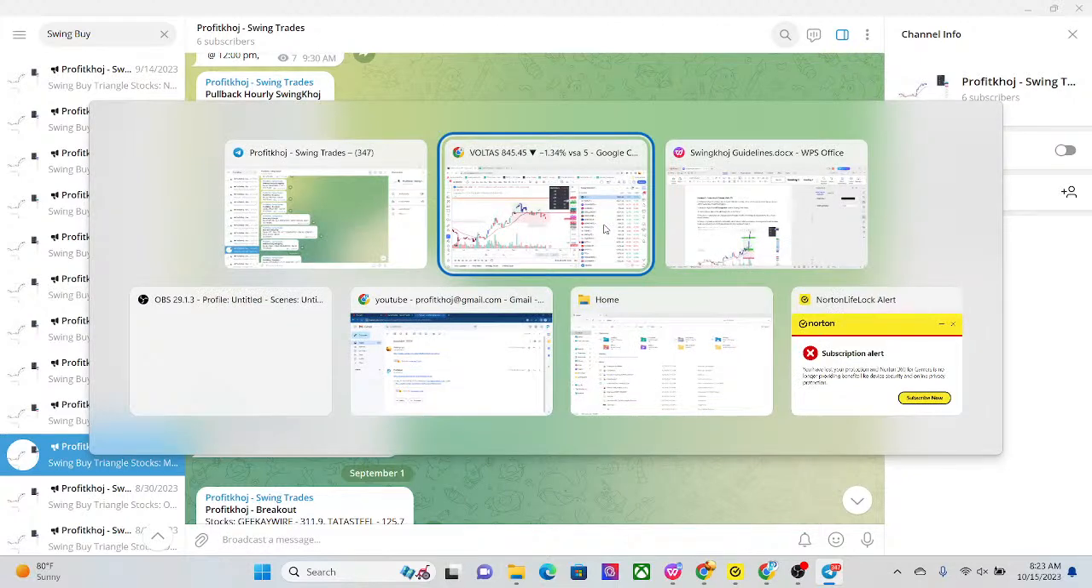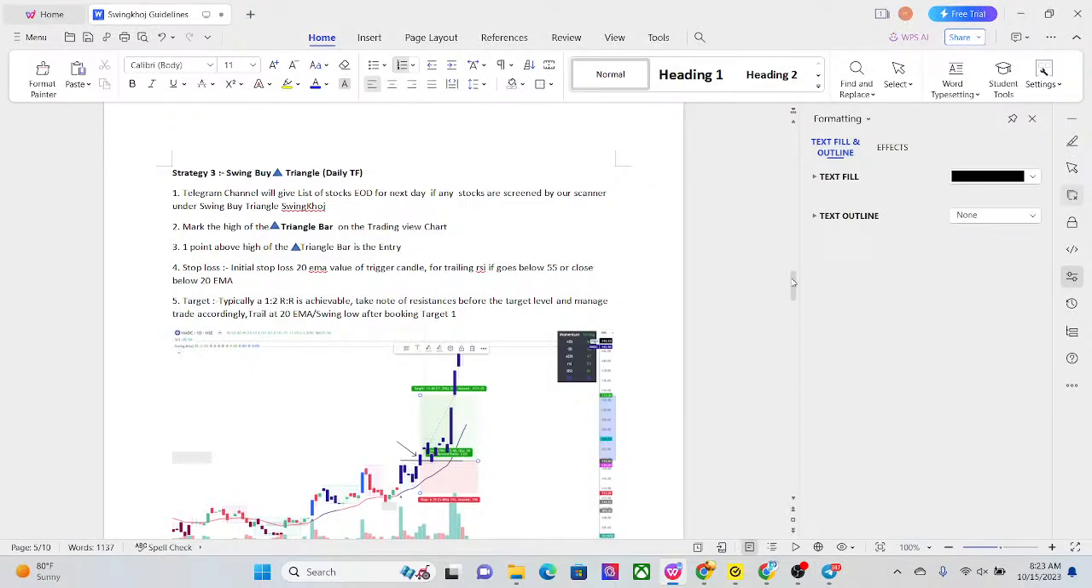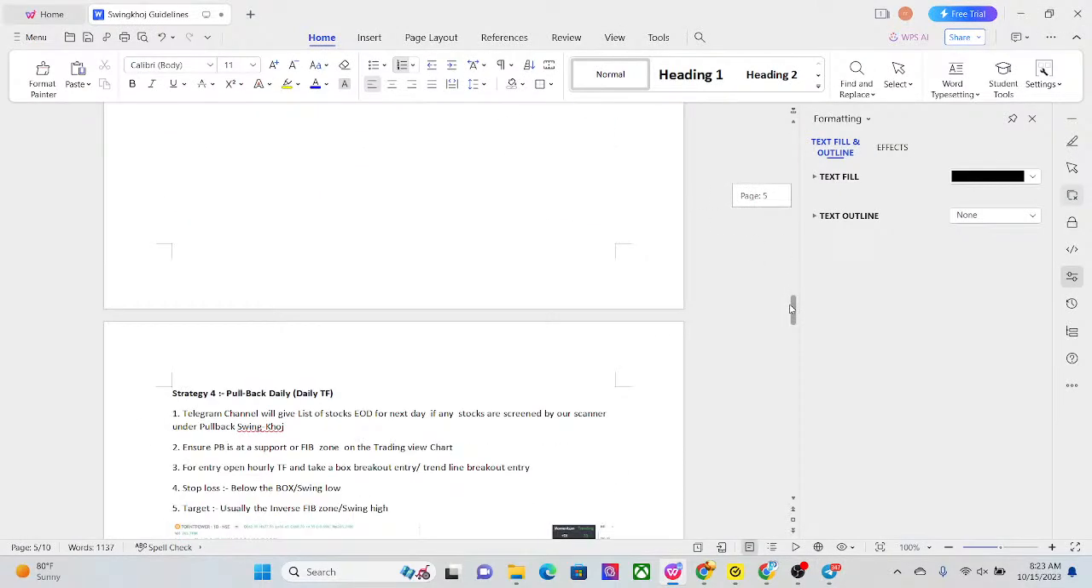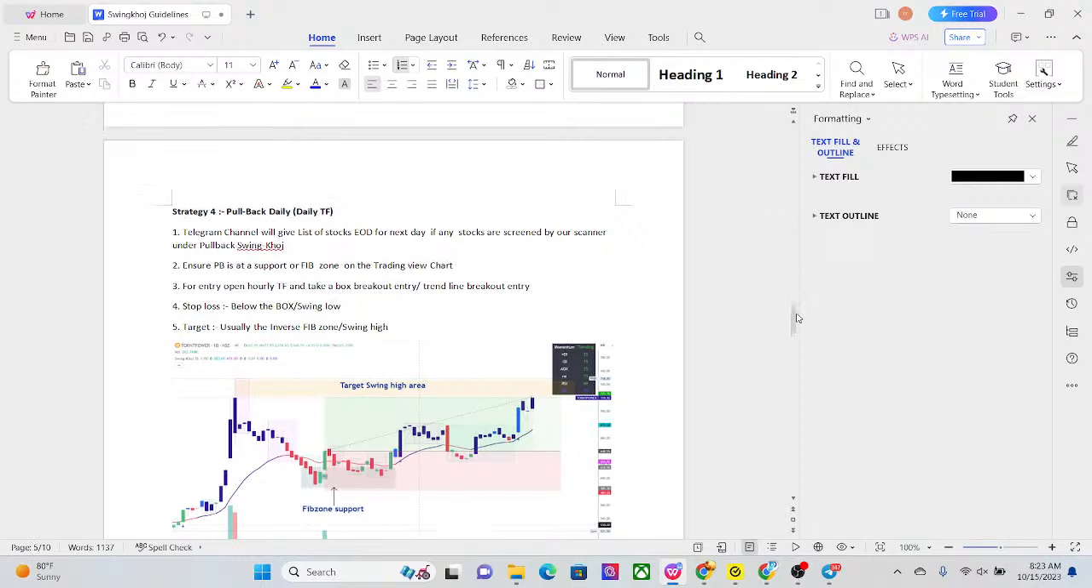Let's go for the next one. So three strategies. Do you have any doubt? You can ask. You can clear it now. We are going into the pullback setup now. Okay, no questions yet.